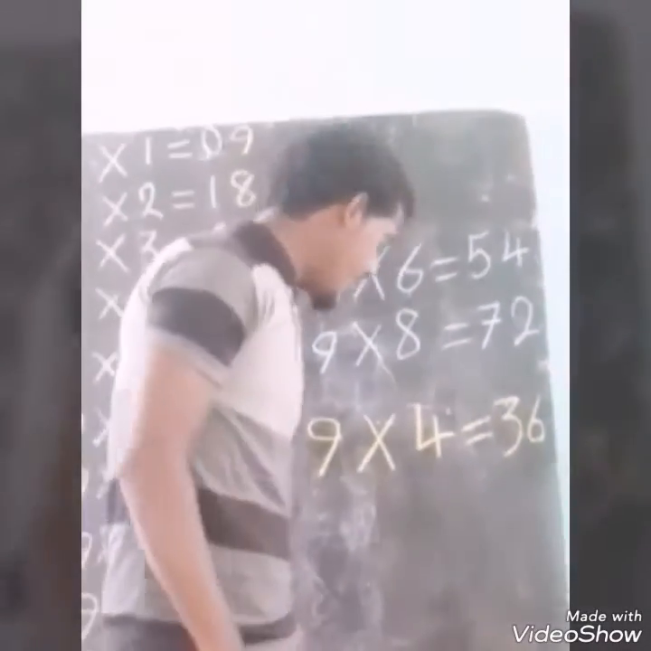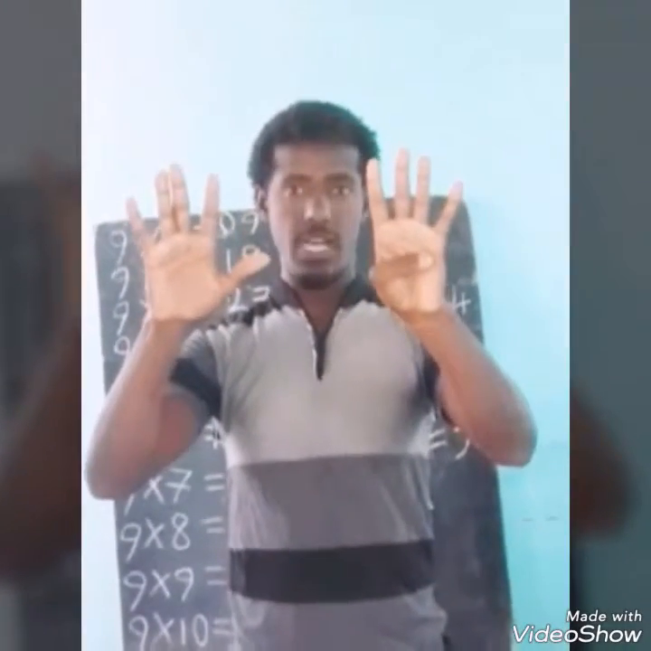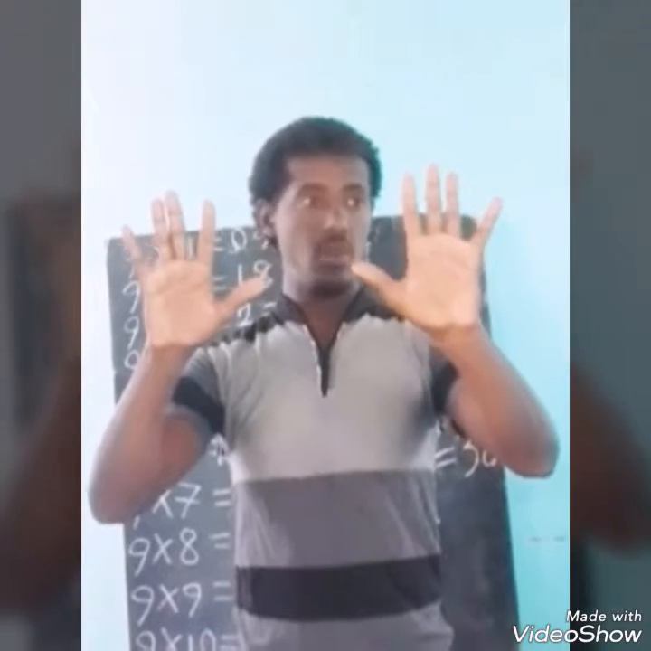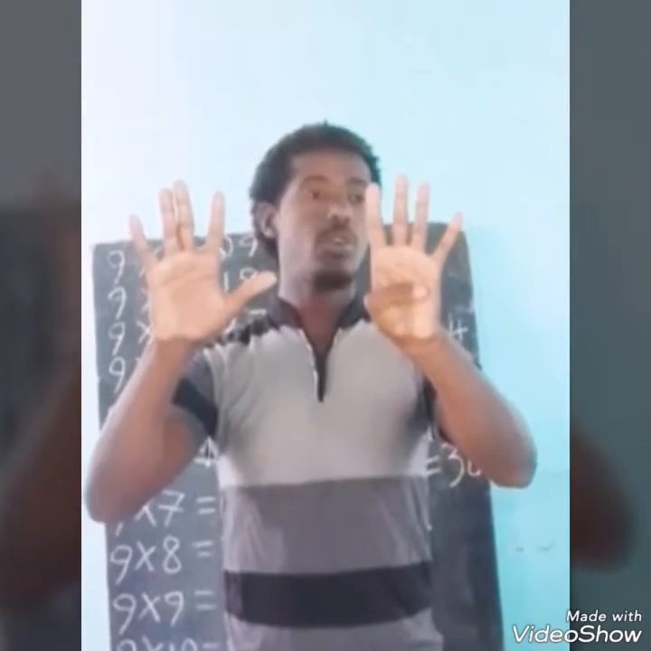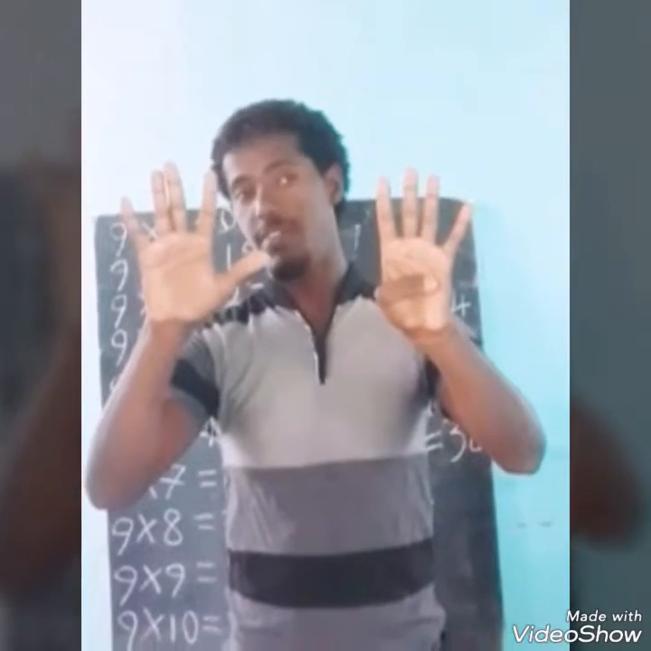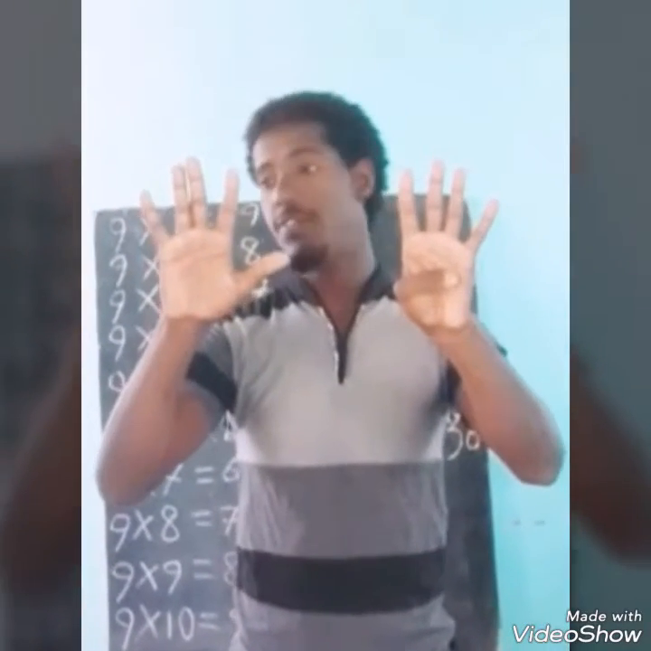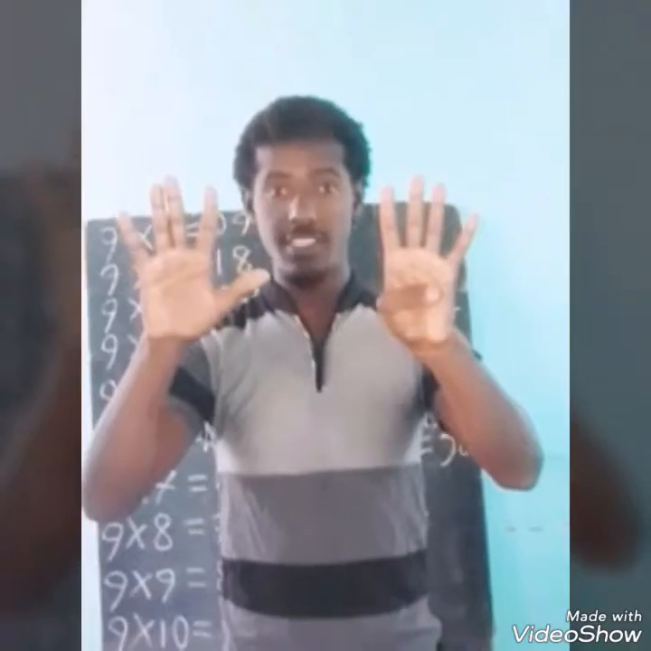Another example, 9 times 5. I'm going to fold this finger like this. 1, 2, 3, 4, 5. So now 45. Did you get it?